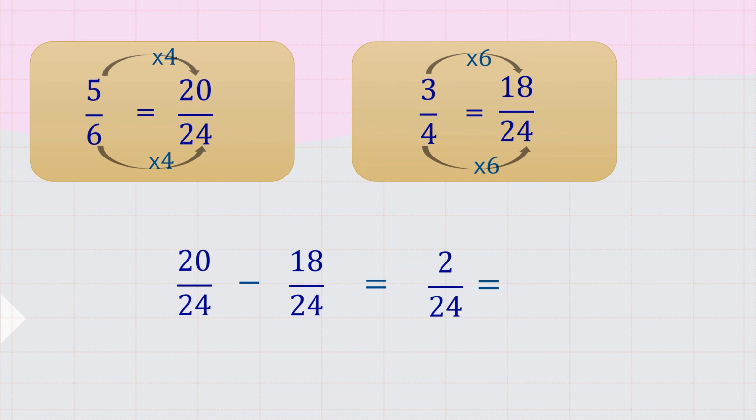Now this is my solution, but 2/24 is a fraction which is not in its simplest form. It means that I can further solve this or reduce this fraction. So let's see what number I need to use here which can divide both 2 and 24. So if I divide 2/24 by 2, I get a fraction 1/12. Now 1/12 is in its simplest form, so it means that I cannot solve this fraction anymore. Now 1/12 is my solution, and you can use this method to solve any fractions that have different denominators.